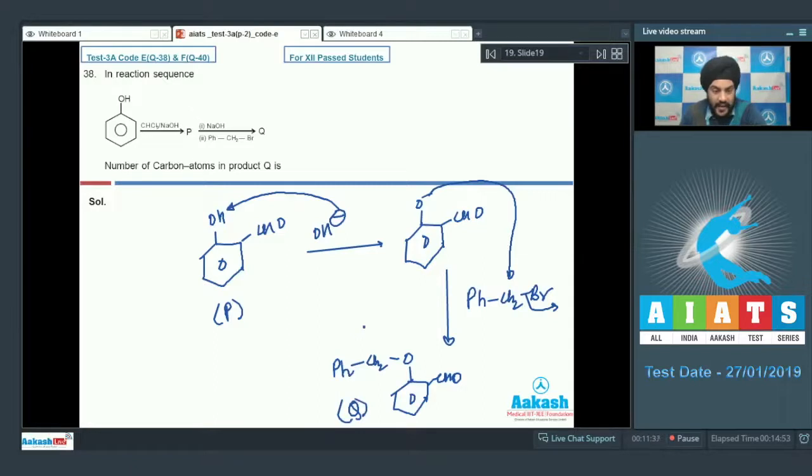So the examiner seems to be interested in the number of carbon atoms which are present in the product Q. There are 6 carbon atoms in the benzene ring, and 6 other carbons in the other benzene ring. So we have a total of 12 carbons from the benzene rings, and then 2 different carbon atoms: one is the benzylic carbon and the other is the aldehydic carbon. So we have a total of 14 carbon atoms, and the answer to this question is 14.